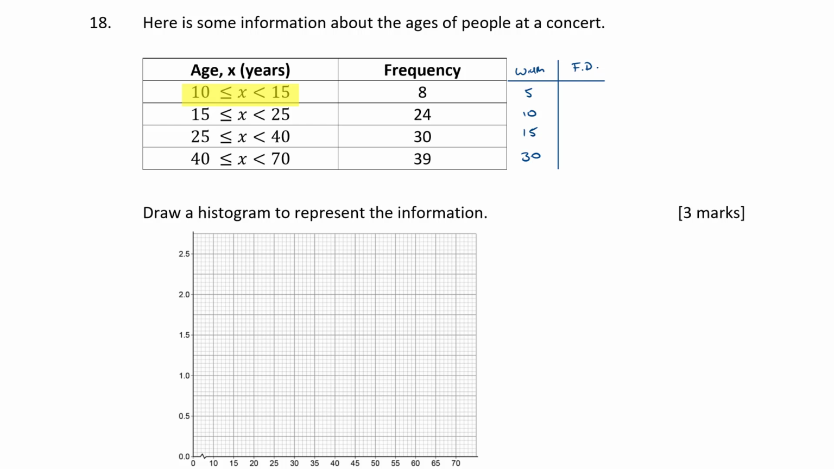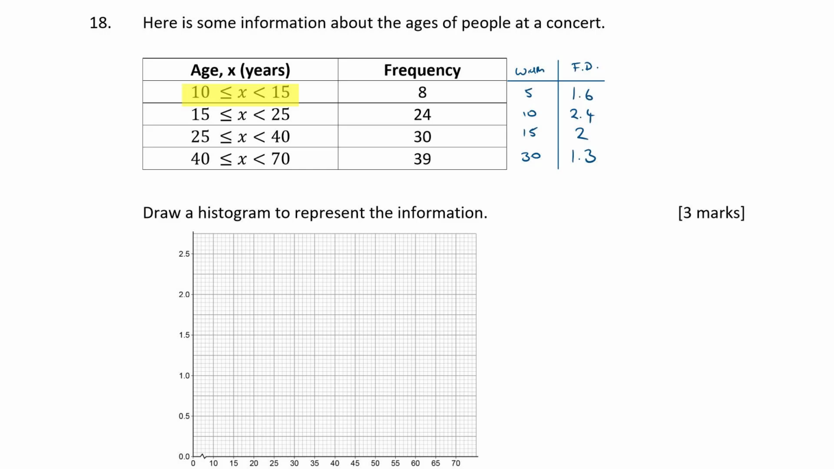Now frequency density is frequency divided by class width. So my frequency density for the first group is going to be 8 divided by 5, which is 1.6. My next group, 24 divided by 10, I can do that in my head, that's just 2.4. Third one, 30 divided by 15, it's 2. And finally 39 divided by 30. Might reach for a calculator for that one. 39 divided by 30 is 1.3. They're going to be the heights of my bars. Because with a histogram, you are plotting your values against frequency density. It's even given here, look. So now I've worked out all my frequency densities.